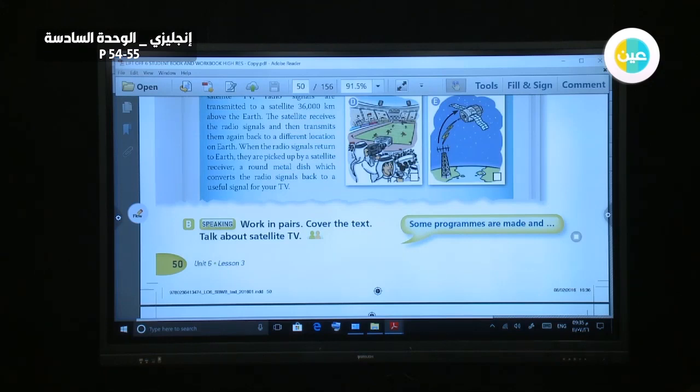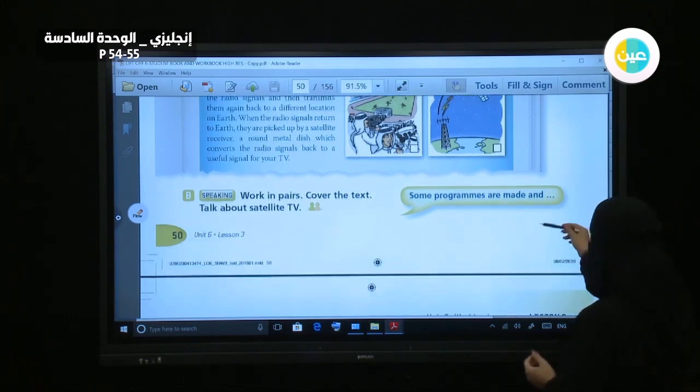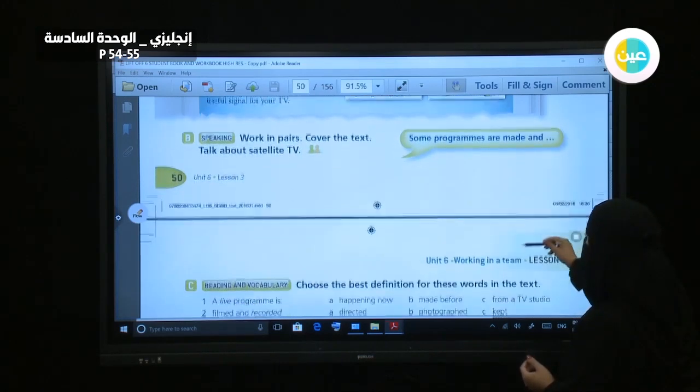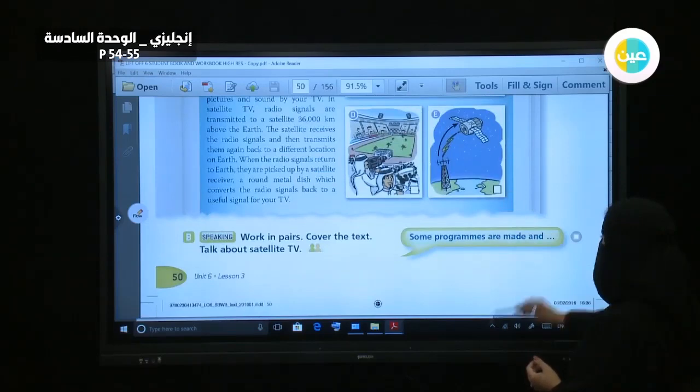Speaking, B. Work in pairs, cover the text, talk about satellite TV according to the passage. Okay? Please do it.